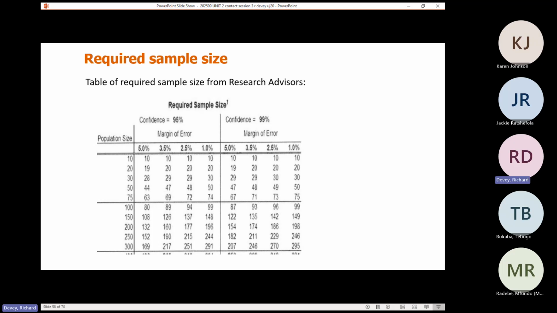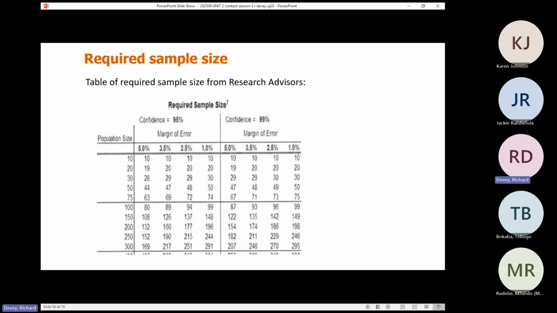Now, the issue with this though is that this is all very well. You can use this if you know what the population size is. If you don't know what the population size is, then you can't do these estimates because you don't have a population size to work with. And that's why quite often we have a project where we have to work with a non-probability method, because we don't know what the population size is. We can't really do an estimate.